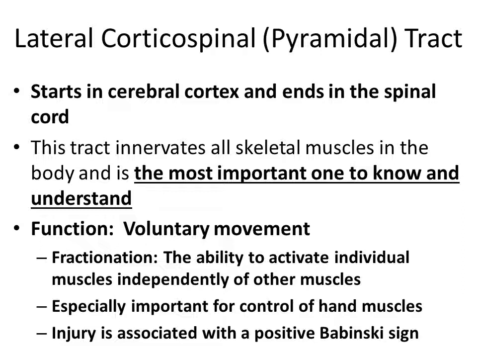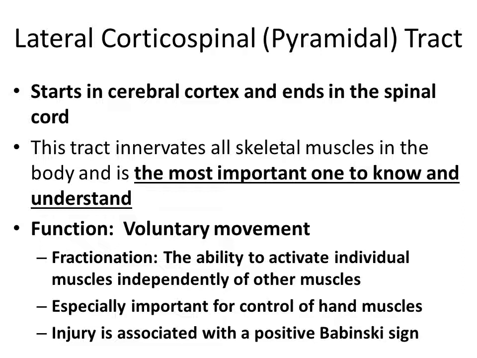And at the bottom of the medulla, where the medulla and the spinal cord come together, that would be the spinomedullary junction, it's going to cross to the contralateral side and then innervate lower motor neurons on the contralateral side of the body. It innervates all skeletal muscles and is the most important one for us to know and understand.